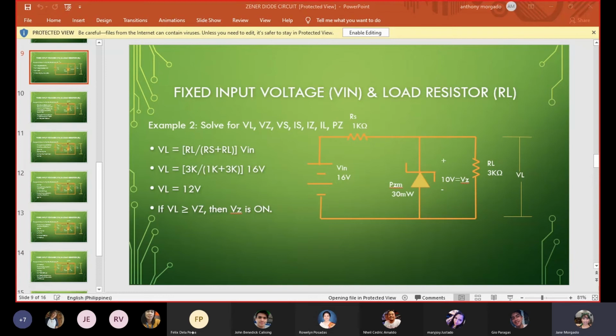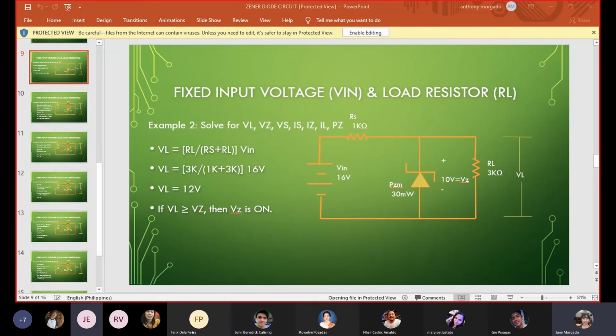Initially, with the voltage across RL equal to 12 volts, what do you think is the state of the diode? Take note that the VZ is only 10 volts and the voltage across RL initially, without Zener, would be equal to 12 volts. Ano kaya state ni Zener? Will it be on or off?